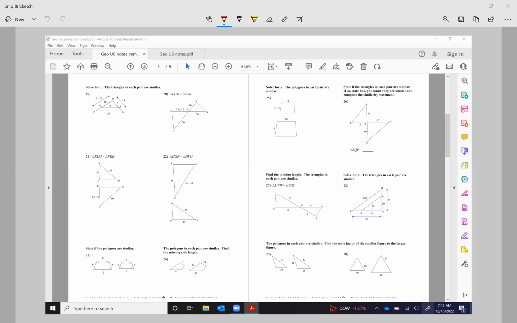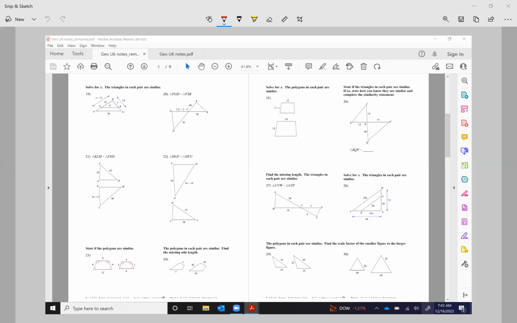Now, for not similar, I don't have to complete the statement. I'm not going to complete the statement because they are not similar. I'm just going to write not similar. Make sure you capitalize the N from not, but not the S from similar.